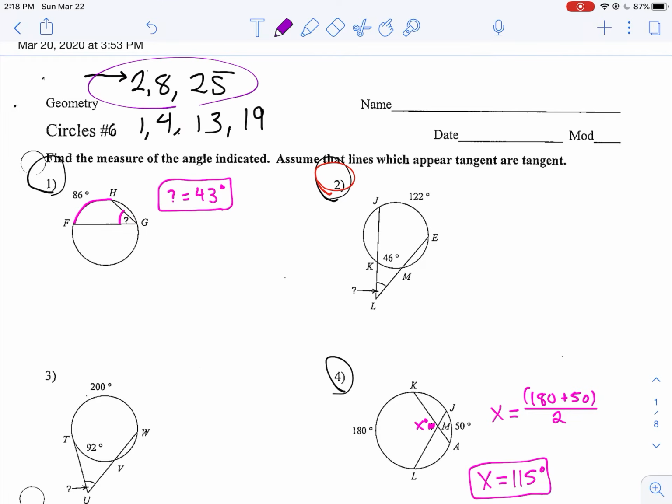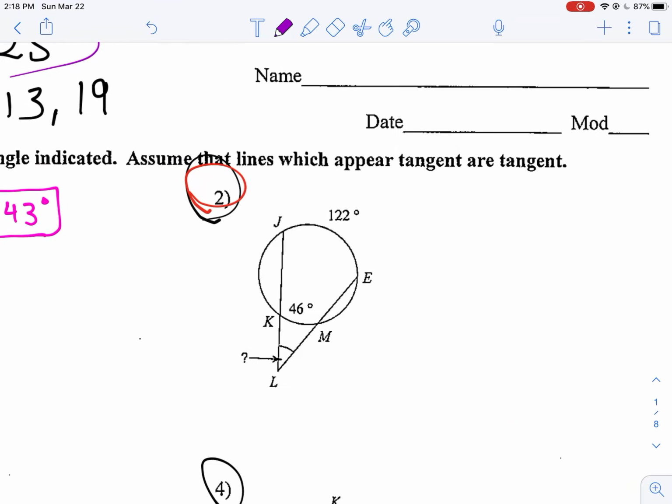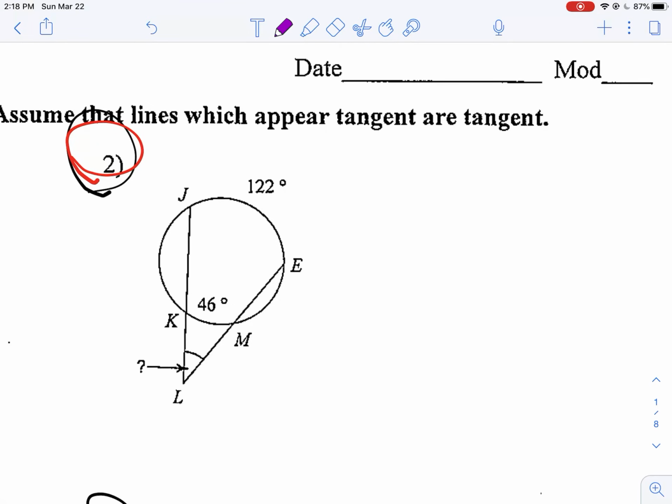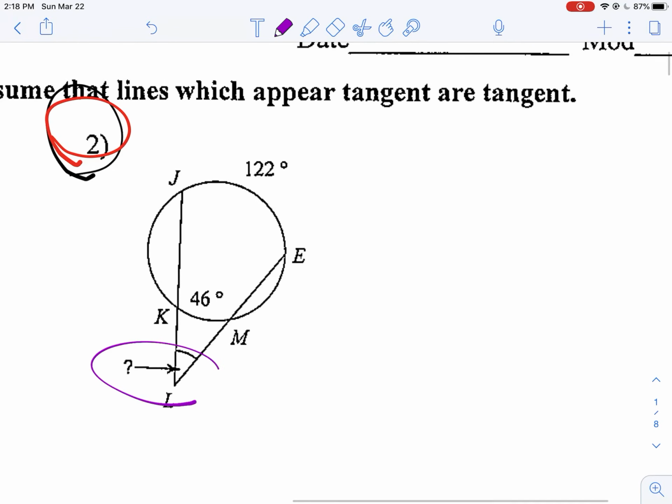First, I'm going to do the new notes, which will be 2, 8, and 25. That is the new type of problem where we have the angle on the outside. Okay, so we have to set it up where we do big arc minus small arc divided by 2.